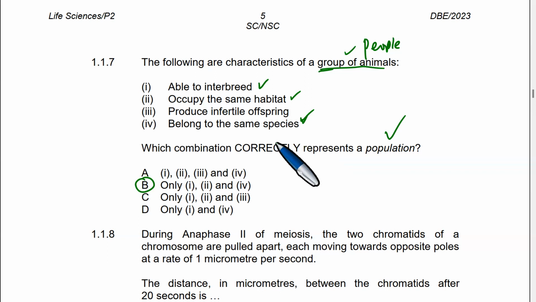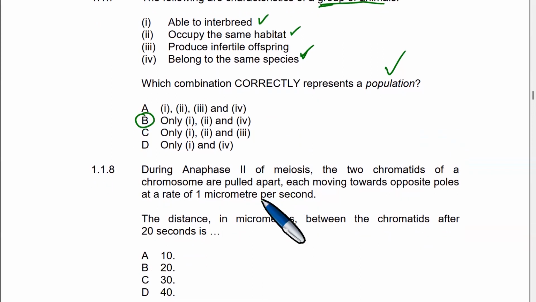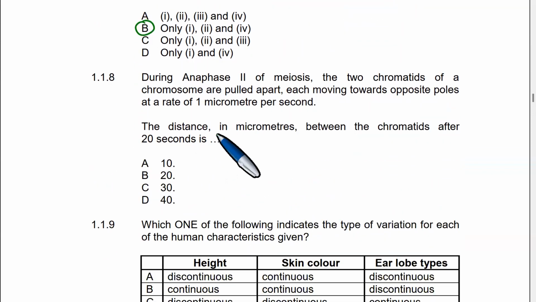An infertile offspring would just be that offspring that is infertile, in the sense of not really able to reproduce. Okay, if you look at 1.1.8, during anaphase 2 of meiosis, the two chromatids of a chromosome are pulled apart. Okay, this is interesting because they are discussing what is happening in anaphase 2 of meiosis. The two chromatids of a chromosome are pulled apart, each moving towards opposite poles at a rate of 1 micrometer per second. The distance in micrometers between the chromatids after 20 seconds is what?